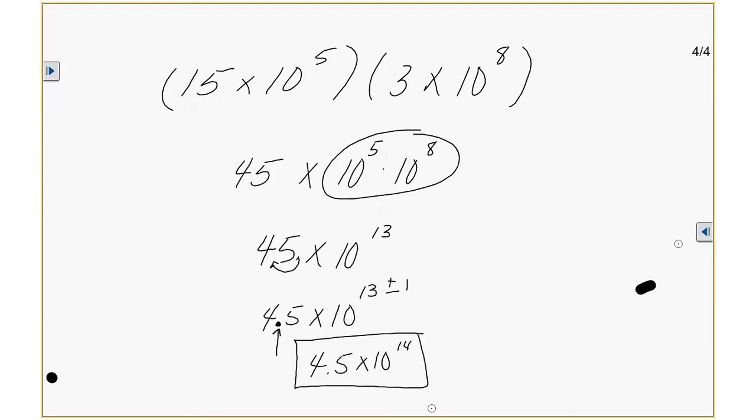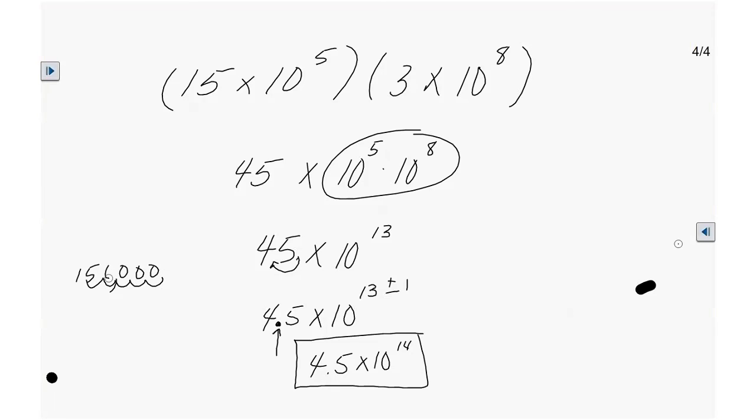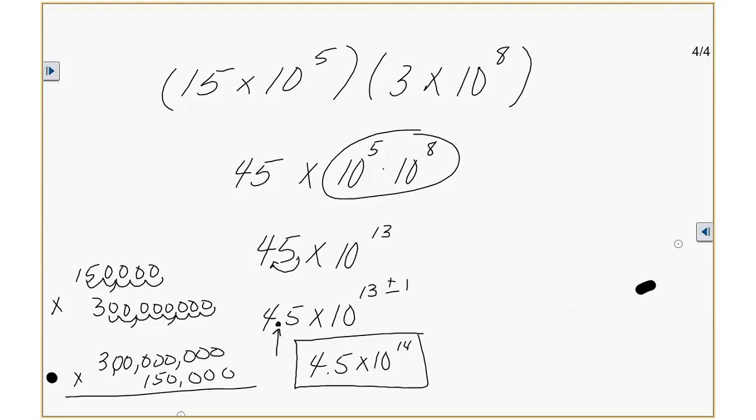And what did you just do? Well, you just did this. I gave this problem to a student one time, and this is what she did. And she proceeded to do that. She got about half a page down, and I took the page away from her and threw it in the trash can. She started doing this. She had no idea that you could take 1.5 or 15, and what you did in these three steps is you multiplied 300 million times 150,000.